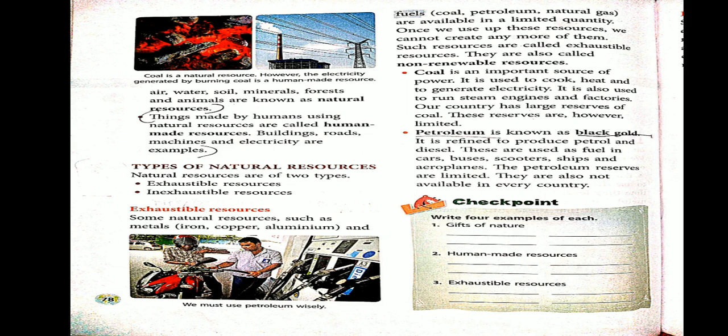And petroleum is also known as black gold. It is refined to produce petrol and diesel. These are used as fuel in cars, buses, scooters, ships, and aeroplanes. The petroleum reserves are limited, and they are also not available in every country.